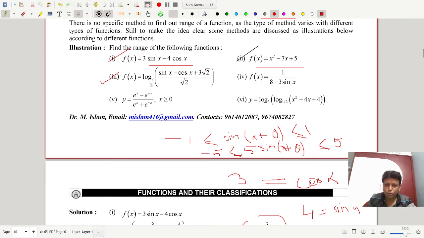f(x) equal to log base 2 of (sin x minus cos x plus 3 root 2) divided by root 2. Okay, so let me simplify. We can write inside the log 1 by root 2 sin x minus 1 by root 2 cos x plus 3. Correct? Then we can write this as sin(x minus pi by 4) plus 3. Clear?